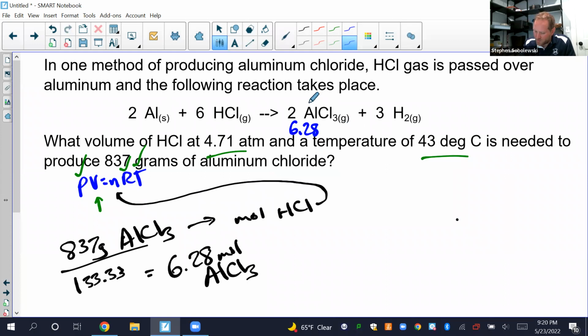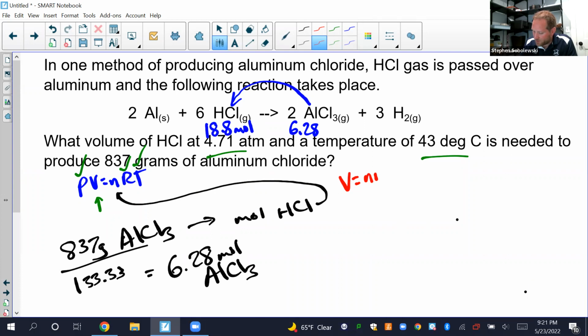We're looking for volume of HCl. What's the mole ratio? 2 to 6, also known as 1 to 3. So what am I going to do to this number? I'm going to triple it. 18.8 moles. So my 6.28 moles of aluminum chloride come from 18.8 moles of HCl gas. And that's the number I plug in for N to solve for volume.